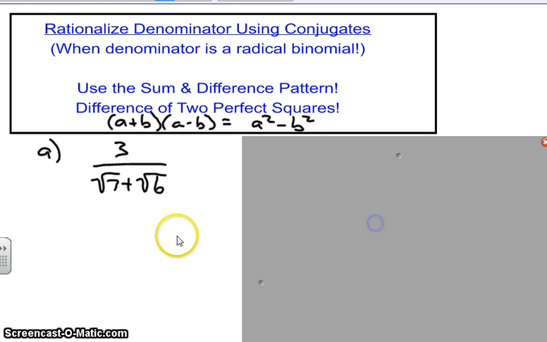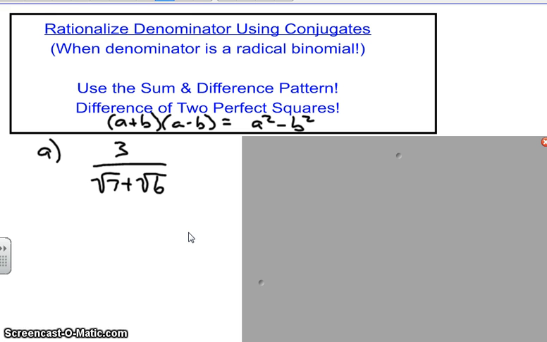So here's our first example. We have 3 over the square root of 7 plus the square root of 6. Now, can we just combine the square root of 7 plus the square root of 6 and call it the square root of 13? No, it does not work that way. We do not have an addition of radical property like that. If they were both the square root of 7, we could call it 2 square roots of 7, but that's not what we have here.